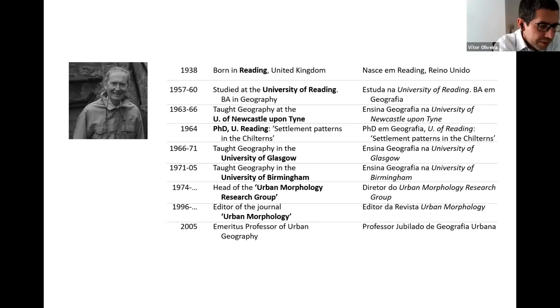So very briefly, Jeremy was born in Reading. He did his studies in that city, in the UK. And in the early 60s, he arrived at Newcastle. And it was there that during 3 years, he worked with Conzen. And they started to influence one another in a way that would continue to be explored in the next decades, even after Conzen retired from teaching. Jeremy taught first in Newcastle, then in Glasgow, but it was in Birmingham that he established a notable research group, the Urban Morphology research group, that would explore Conzen's work in a way that was unprecedented.